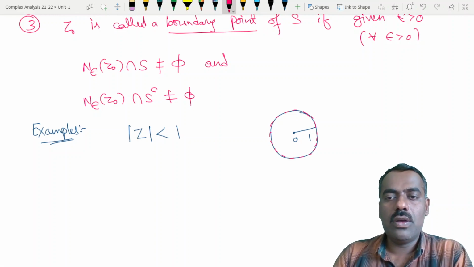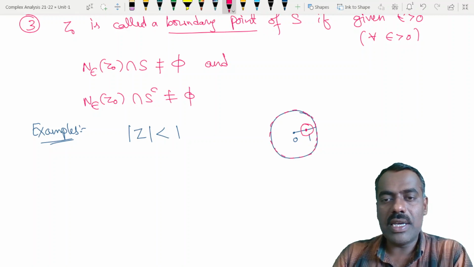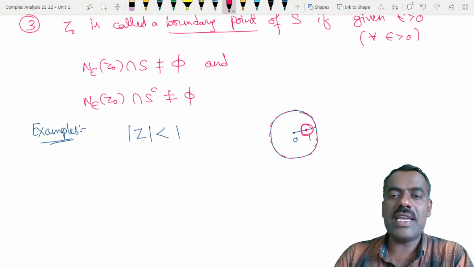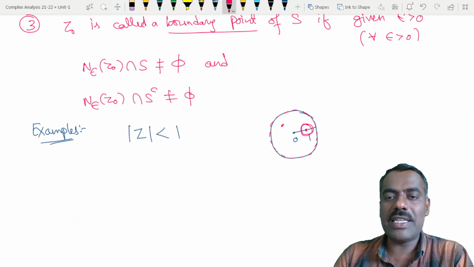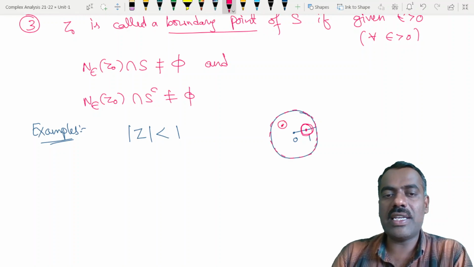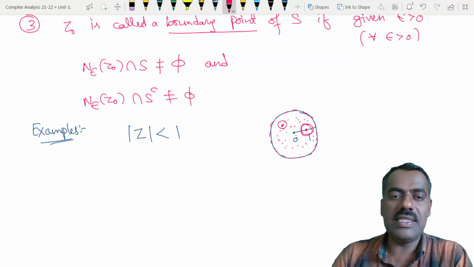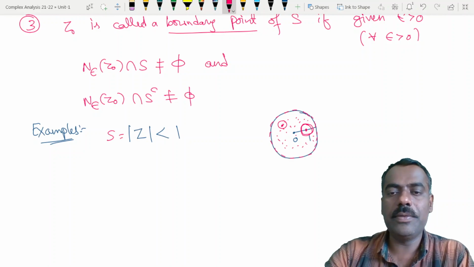Suppose you take any point here, for example this point. Then you can find a smaller neighborhood which is completely contained in S. What about this point? If I take this point, it is also there, right? So whatever points you take inside, they are all interior points for this region. This is our S. Is this clear?